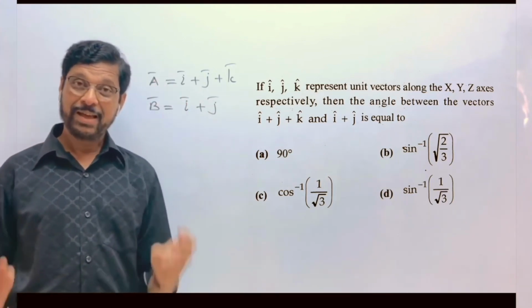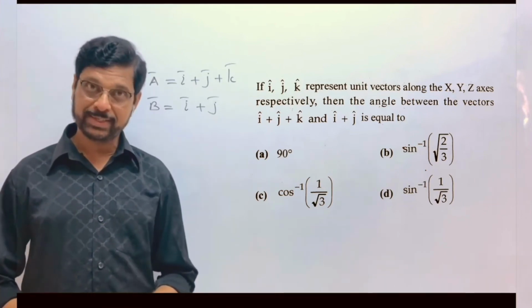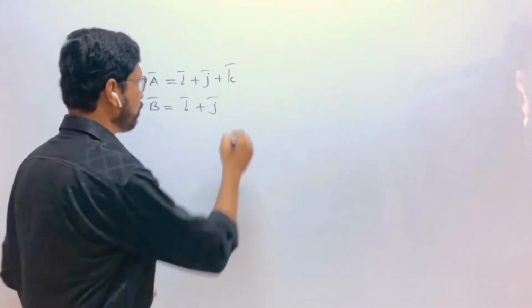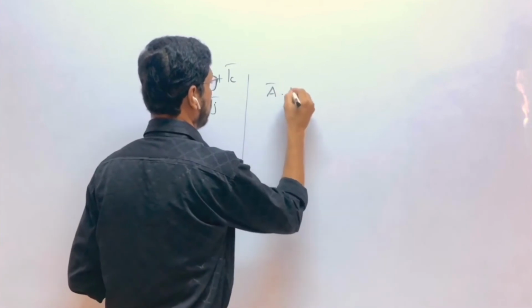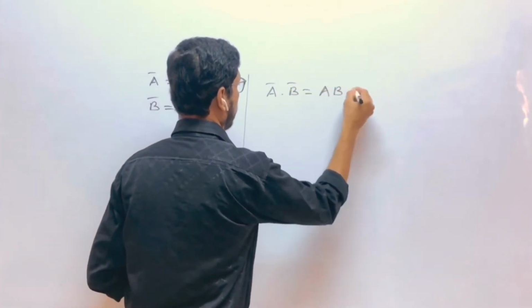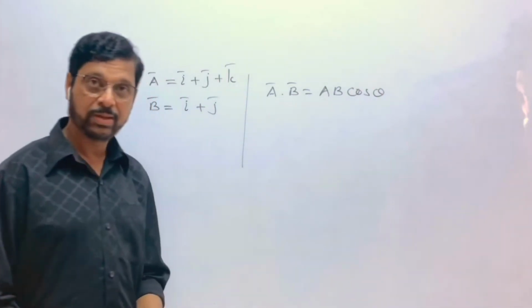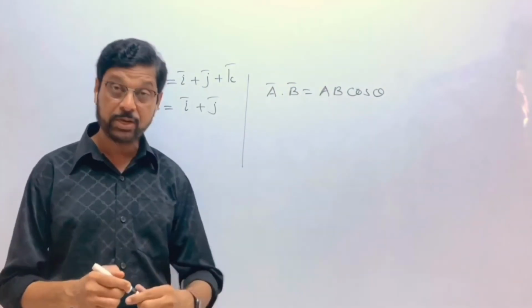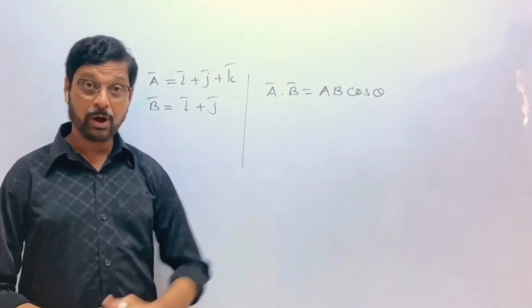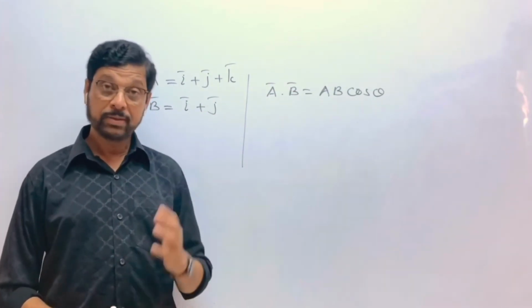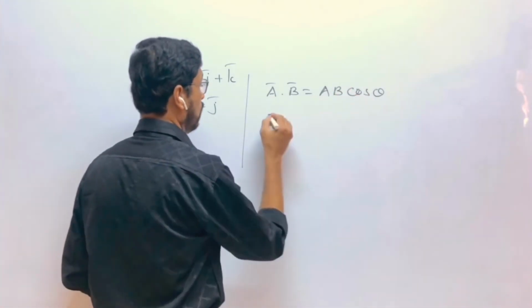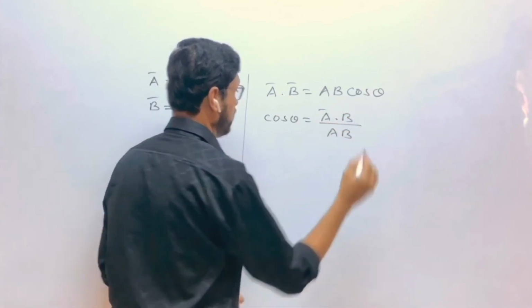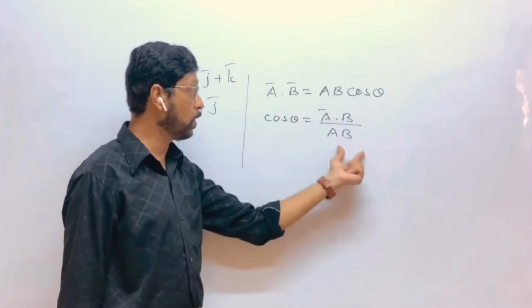To find the angle between two vectors, we can use dot product. Dot product of two vectors, if you remember, A dot B is equal to AB cos theta. You can use cross product also. You can use dot product. Generally, we use dot product. A dot B is equal to AB cos theta. This is the dot product of two vectors. We have to find the angle between the two vectors. So cos theta will be equal to A dot B upon AB. We have to find theta.